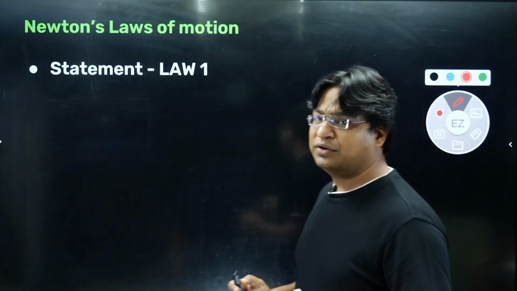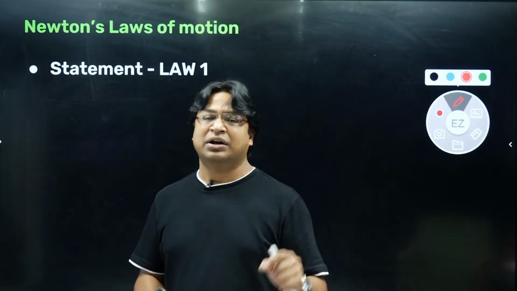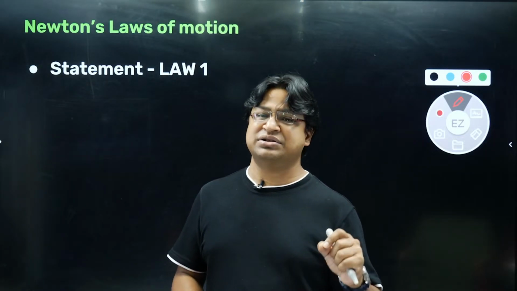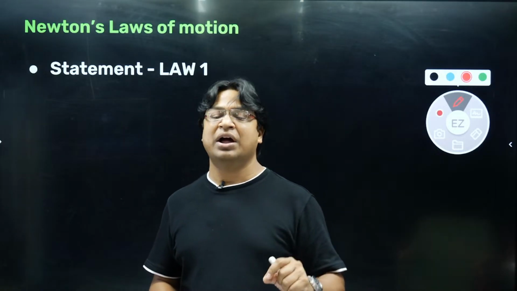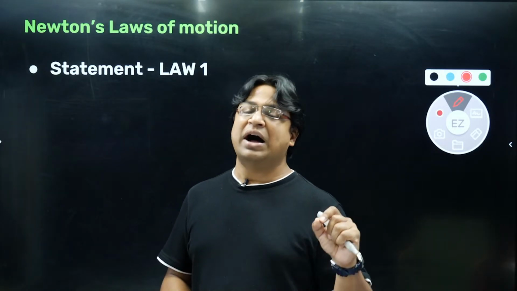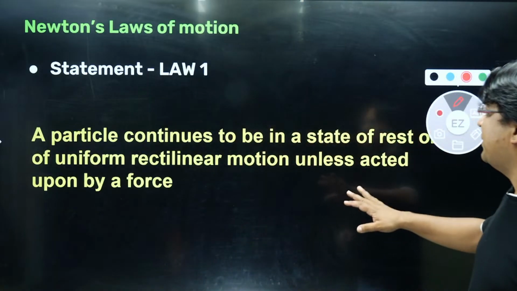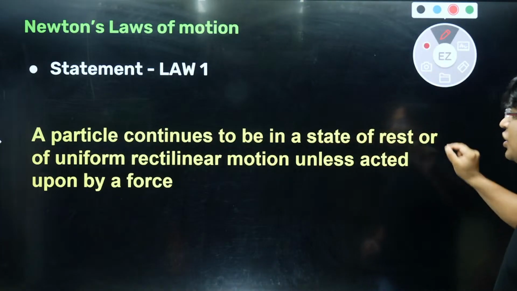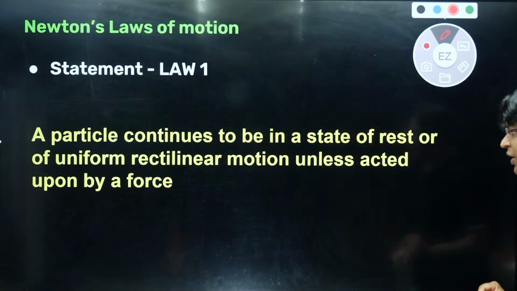So first of all, we are going to talk about the statement of the first law. Now this law states that any particle which is at rest or in a state of uniform rectilinear motion continues to do so unless acted upon by a force. I'll show that statement to you. It says a particle continues to be in a state of rest or of uniform rectilinear motion unless acted upon by a force.